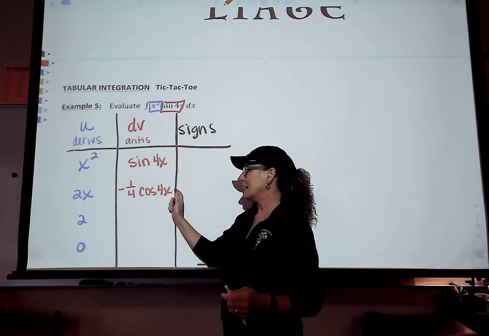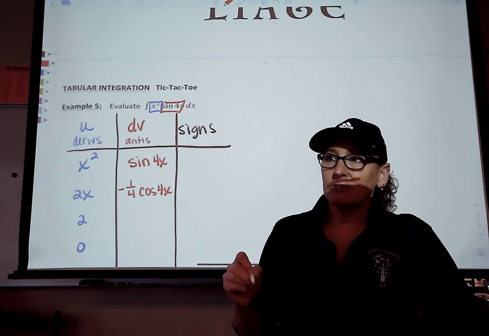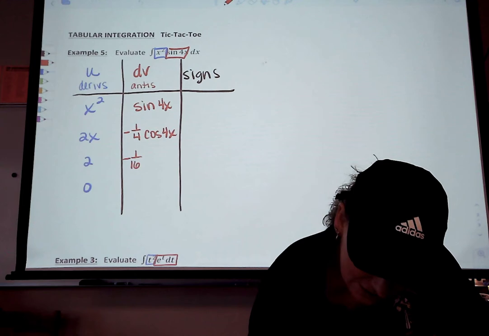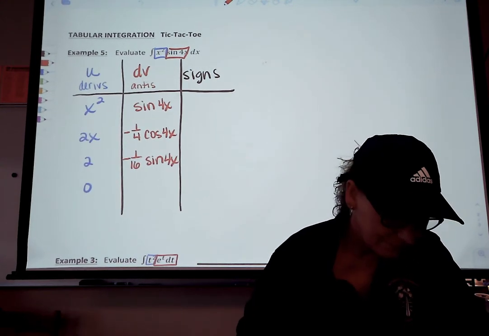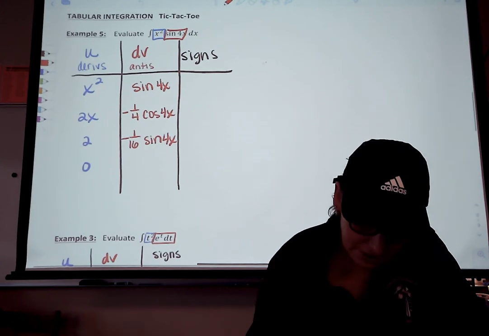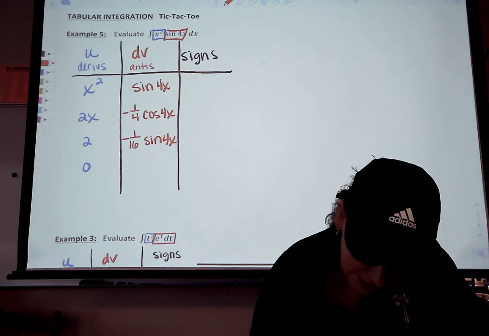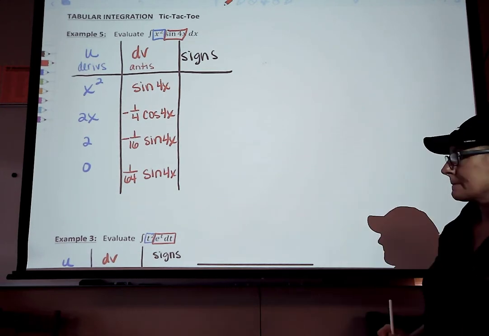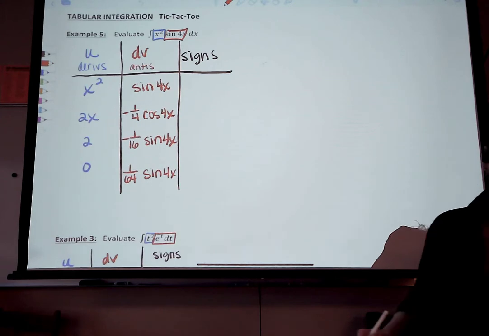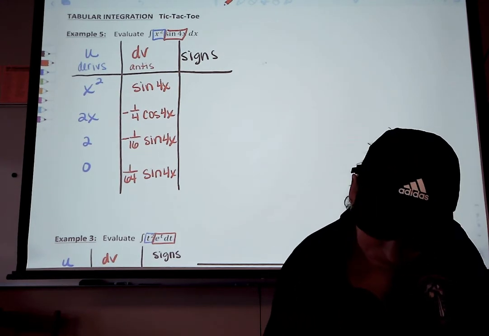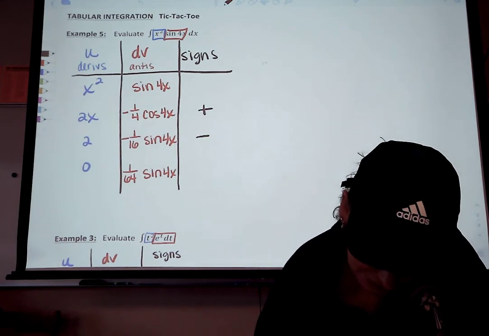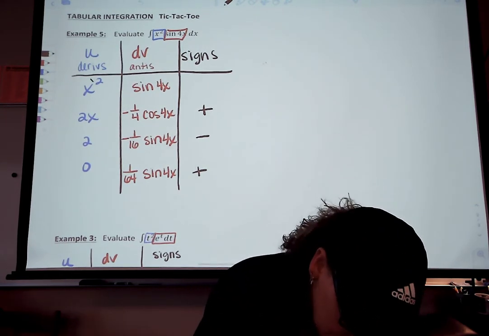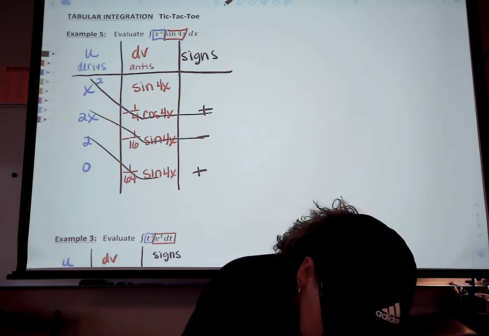Now, when we do it again, we're going to need another 1/4 out there. So the antiderivative of cosine is sine. So it's negative again, and now it's 1/16 sine 4x. And then another antiderivative. Let me think, derivative of cosine is negative sine. Okay, so it's going to be a regular cosine, and another 1/4 makes that 1/64. And then leave the top row blank for your signs and go positive, negative, positive. You're going to start with a positive, and then you're going to alternate as far down as you need to go. And then you're going to go tick, tack, toe.